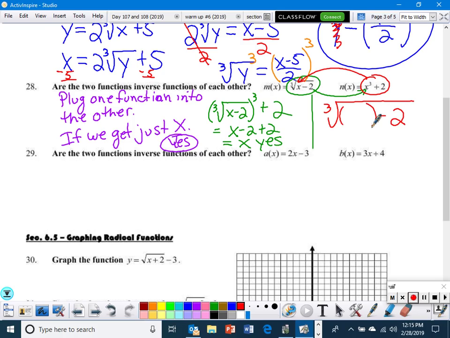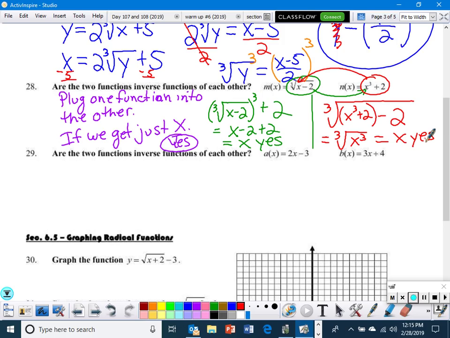So we're going to replace the x with x cubed plus 2. Well, the 2's cancel each other out. So we're left with the cubic root of x cubed. And the cubic root of x cubed is just x. So either way works. So yes, they are inverses of each other.